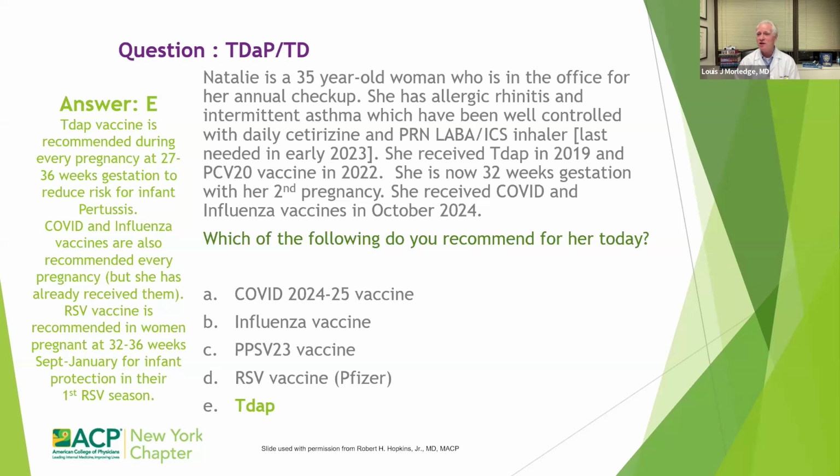Tdap vaccine is recommended during every pregnancy at 27 to 36 weeks of gestation to reduce the risk for infant pertussis. COVID and influenza vaccines are also recommended for every pregnancy, but she's already received them. RSV vaccine is recommended in women pregnant at 32 to 36 weeks, September to January, for infant protection in their first RSV season.